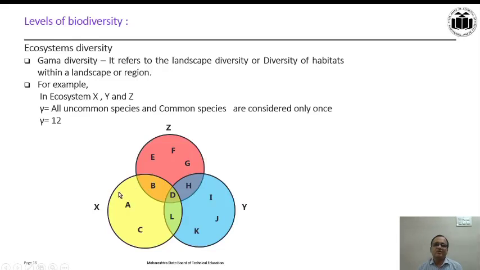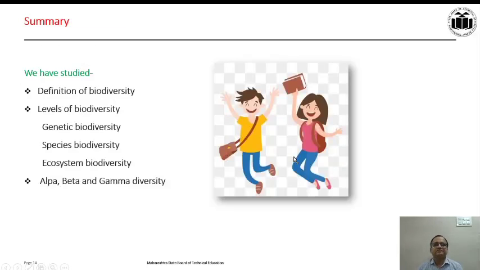So B is common to X and Z ecosystems, H is common to Z and Y ecosystems, and L is common to X and Y ecosystems. So this makes 3. So 8 and 3 makes 11. And D is the species which is common to all these three X, Y, Z ecosystems. So 11 and 1 is equal to 12. So like this we have to calculate the gamma diversity.